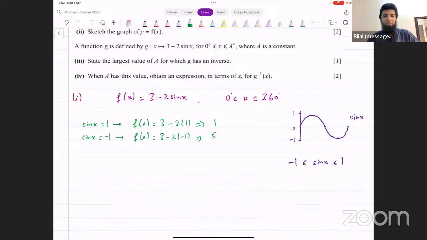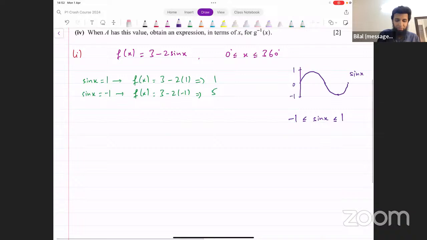Now, whichever of these two is the smaller value, that's the lower limit of your range, and whatever is the larger value, that's the upper limit of your range. And you would say the range of this function, the range of f of x looks like this. It's between 1 and 5, right? So 1 is the smaller value, 5 is the larger value.